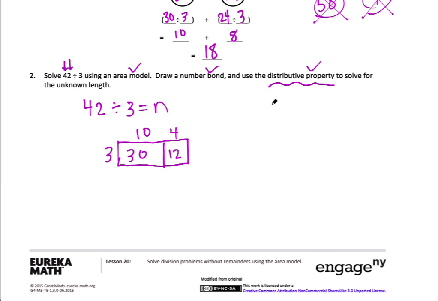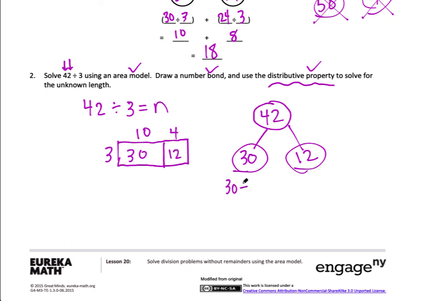Let's do a number bond now. Here's a number bond. We started with 42, and then I broke this down into 30 and 12. I broke it down that way because these are both multiples of 3. I'll show you. 30 divided by 3 would just evenly be 10. And then 12 divided by 3 would easily be 4. There you go, and just add these up. 10 plus 4 is 14 as my quotient. Same thing here, 10 plus 4, 14 is my quotient.